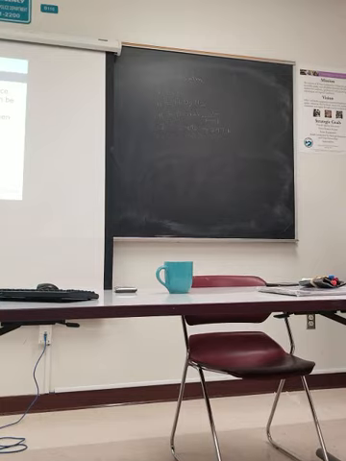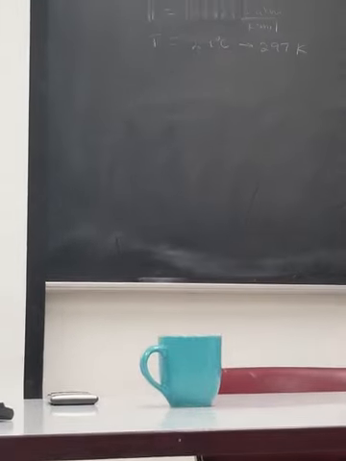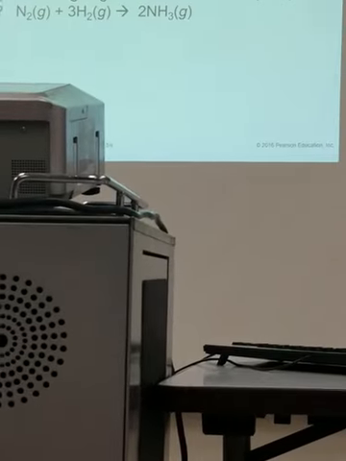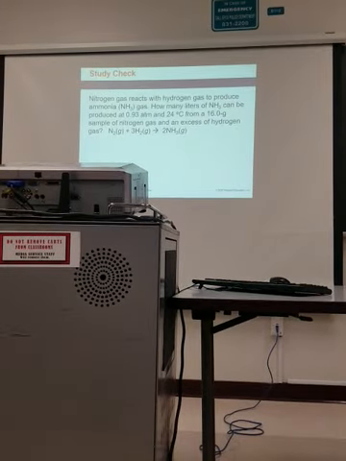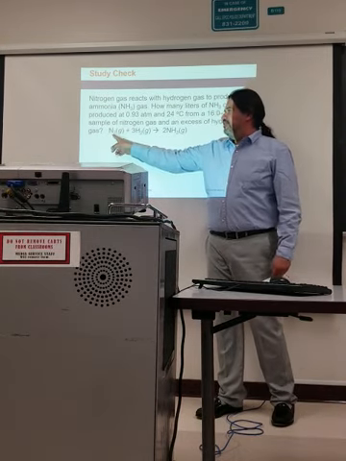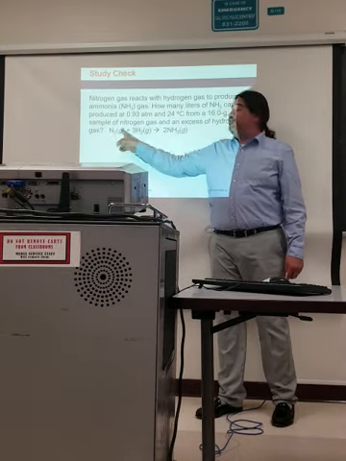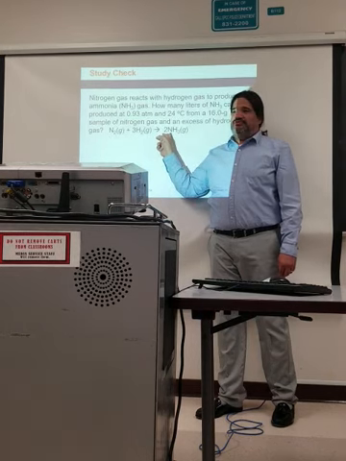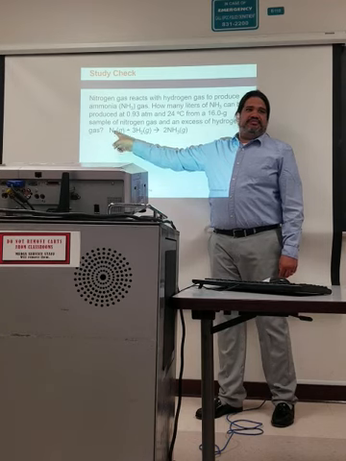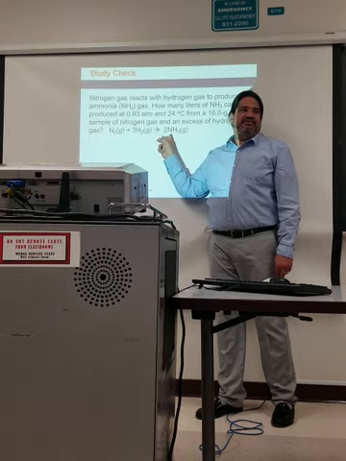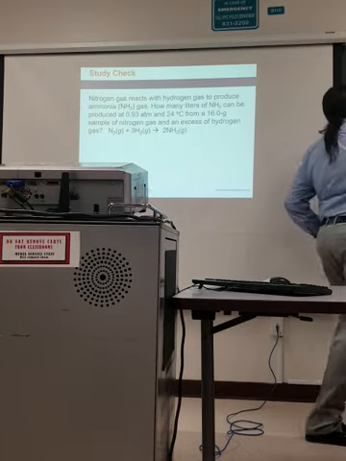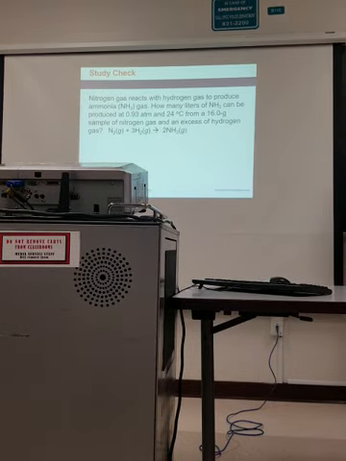For every liter of nitrogen, we can make 2 liters of ammonia. It's a 1-to-2 ratio, according to the balanced equation. So for every 1 mole, we make 2 moles. For every 1 liter, we make 2 liters. So that's why we're looking for the volume here. We find the volume, and we know this volume, just double it. Okay. Now, we need the moles, so we need to convert to moles.